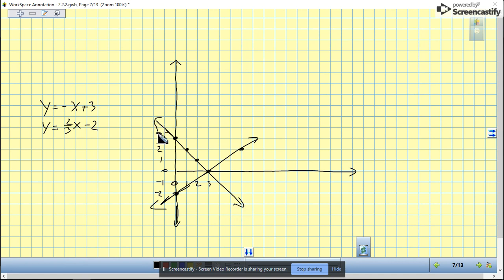Okay, so this system has one solution. That solution is (3, 0). If you plug that in, you should get that it works for both of them. So if I plug in, 0 equals negative 3 plus 3. Okay, so I get 0 equals 0. That works. If I do 0 equals 2/3 times 3 minus 2, the 3s cancel, and 2 minus 2 is 0. 0 equals 0. So that is indeed the correct answer.